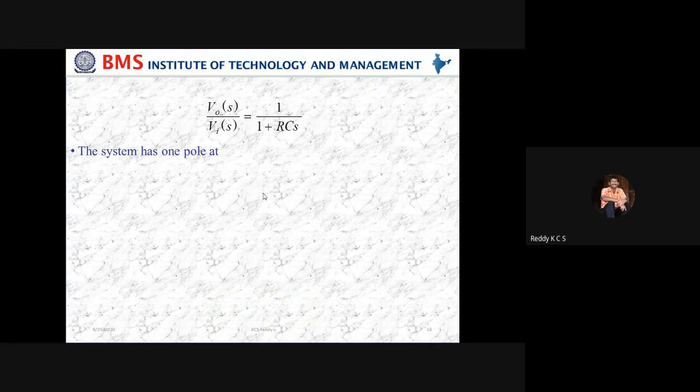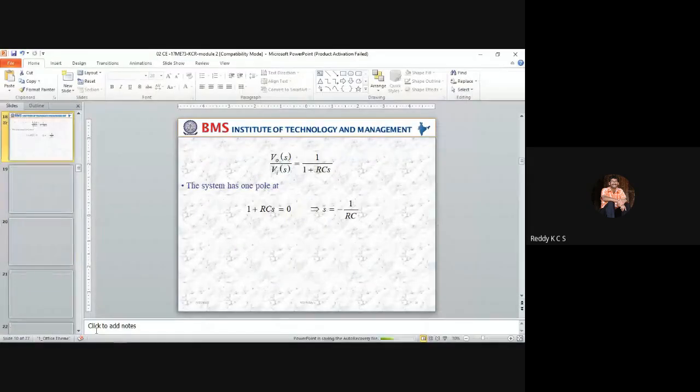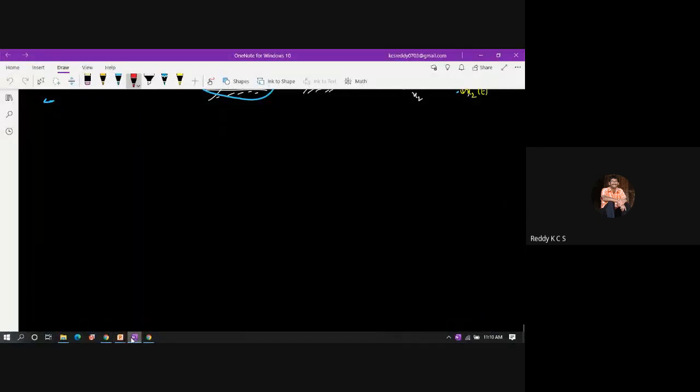What is a pole and what is a zero, we'll discuss when it comes to the third module. Before that you can stop here and we'll move to the analogous system. Till now we discussed the electrical system, which has three elements: resistor, capacitor, and inductor.